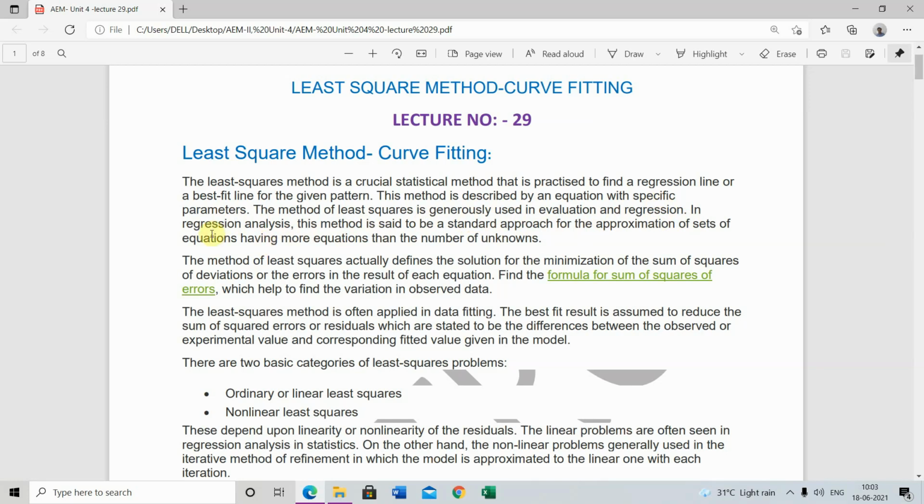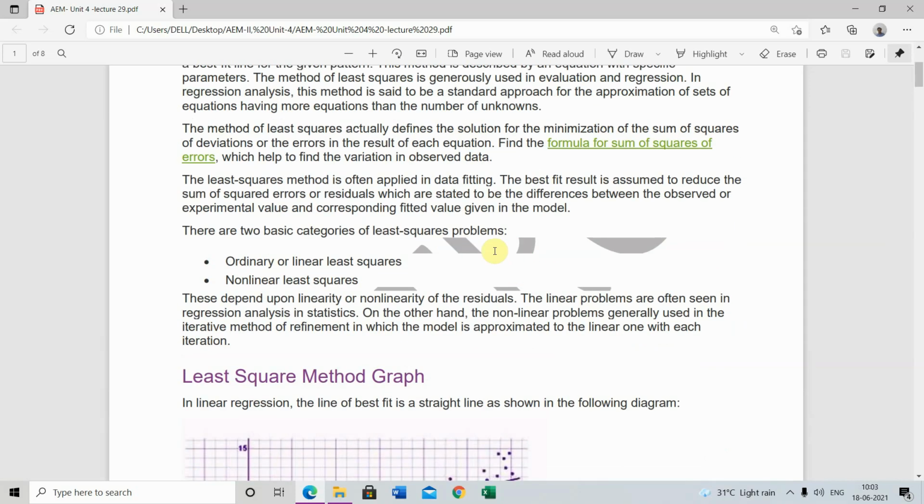In regression analysis, this method is said to be a standard approach for the approximation of sets of equations having more equations than the number of unknowns. The method of least squares actually defines the solution for the minimization of the sum of squares of deviations or the errors in the results of each equation. Find the formula for sum of squares of error, which helps to find the variation in observed data.